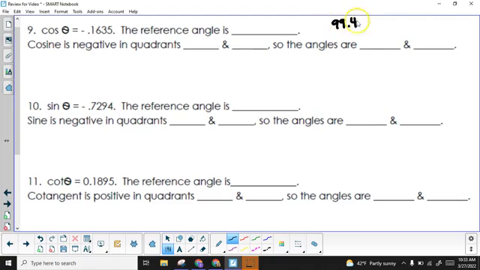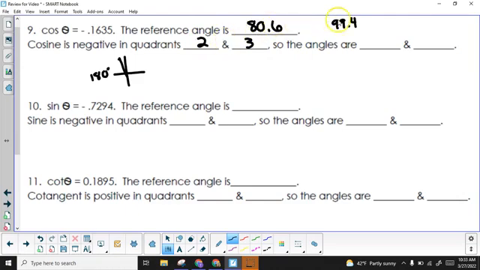But how far is this angle from the nearest x-axis? Well, remember 99.4 would be somewhere over here in the second quadrant. How far is it from the x-axis, which is 180 degrees? We subtract 180 minus 99.4, and we get that our reference angle is 80.6. Now, cosine is negative in which quadrants? So cosine is the x value, so that is negative in quadrants 2 and 3. So we need to find the angles in those quadrants that are this far away from the x-axis.